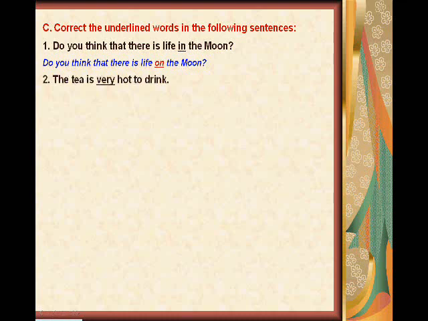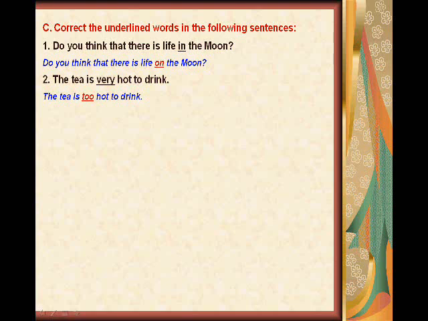Number 2, the tea is very hot to drink. Here they tell you that very is wrong. And I think, yes, you know that very here is wrong because we have here something else. Here we have to. Okay, so if I have to here, what should I use here? Excellent. Too hot to drink. Okay, so it will be the tea is too hot to drink.